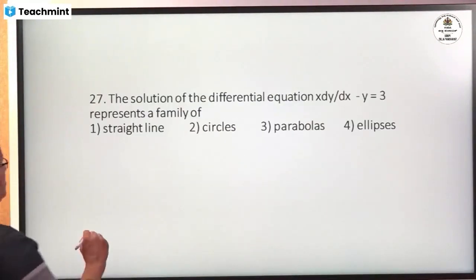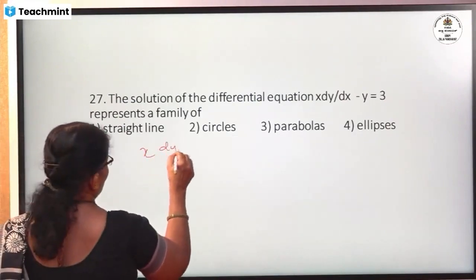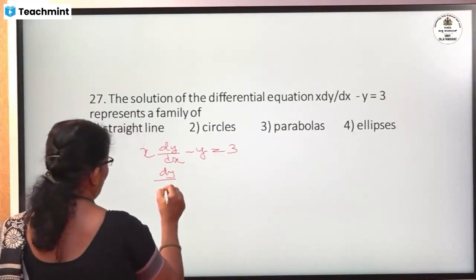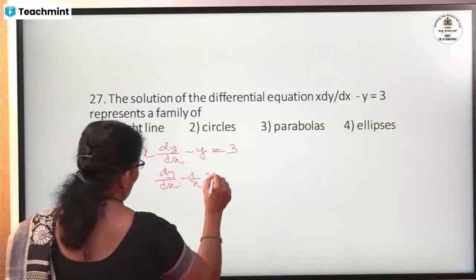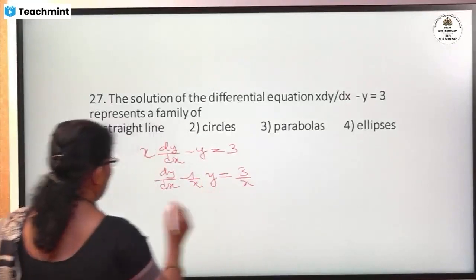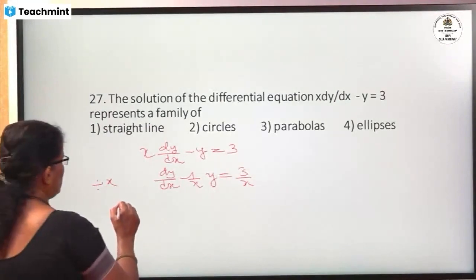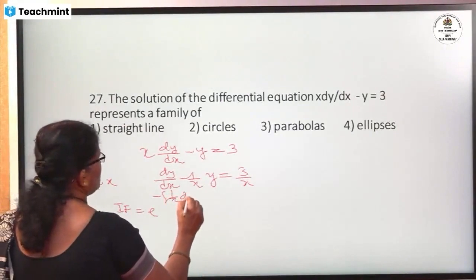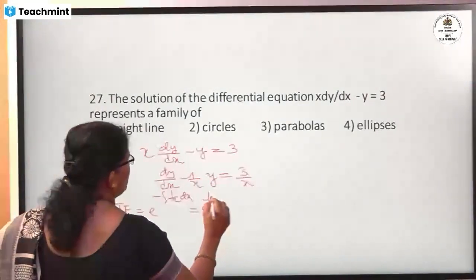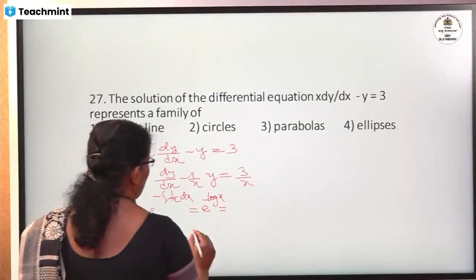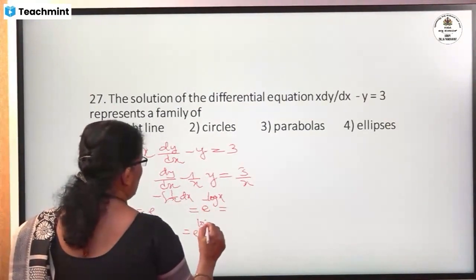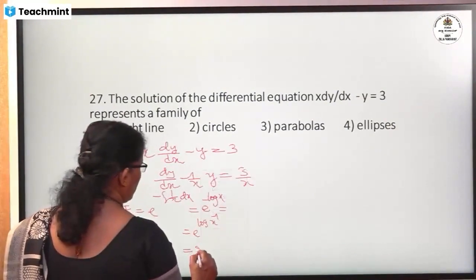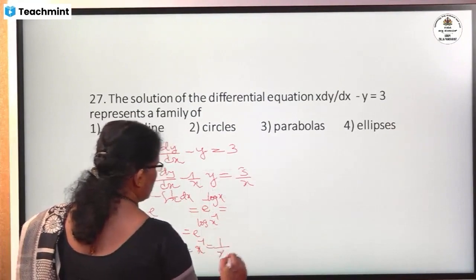Next question. The solution of x dy by dx minus y equal to 3. Again, the dy by dx coefficient should be made 1, so you write it by dividing by x. Now what is the integrating factor? E power integral of minus 1 by x dx, e power minus log x, that is e power log x to the power minus 1, x power minus 1, which is 1 by x.